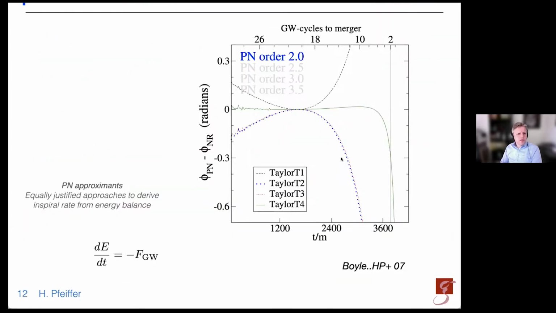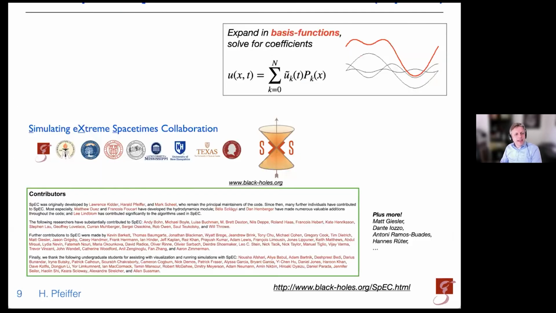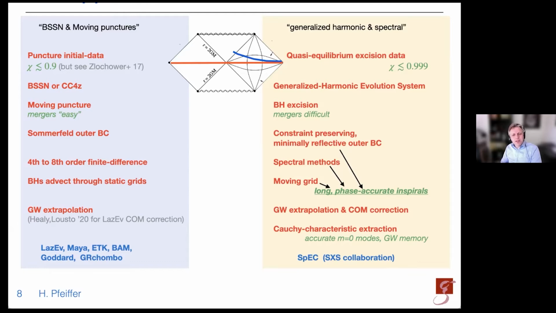Oh, I don't have this slide in. It turns out everybody is using horizon penetrating coordinates. Specifically, coordinates that are smooth through the horizon, not like Schwarzschild, but more like ingoing Eddington-Finkelstein type coordinates. I see, I see.